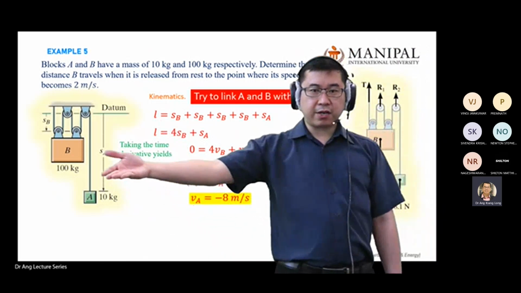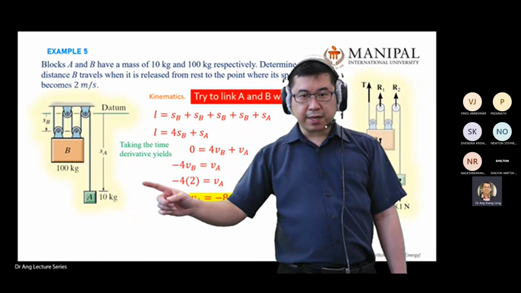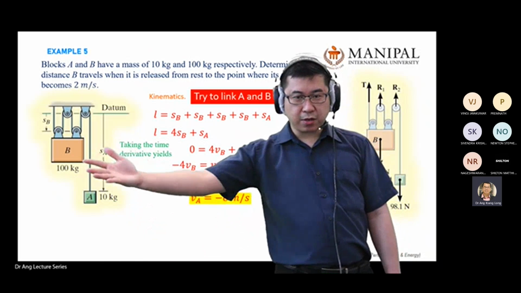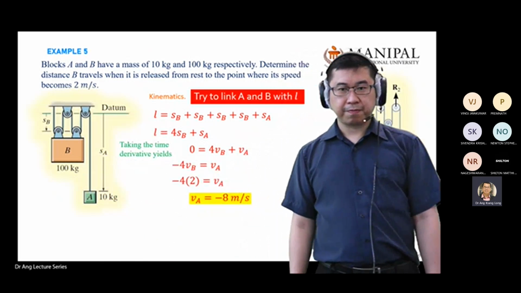Okay, when you let go of B, if you get a positive value for VA, it means something is wrong in either your datum or your reference system here.